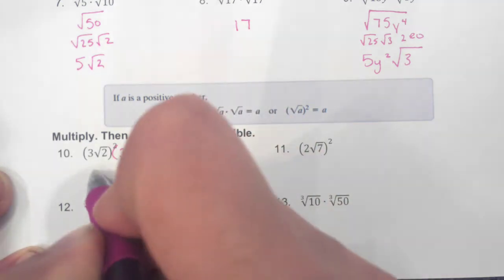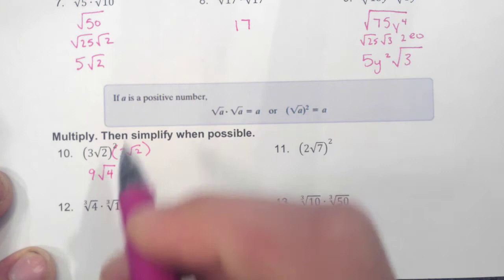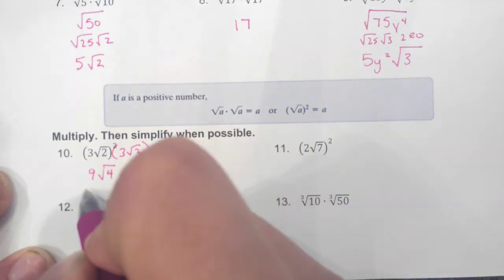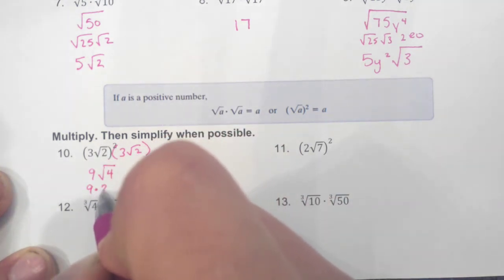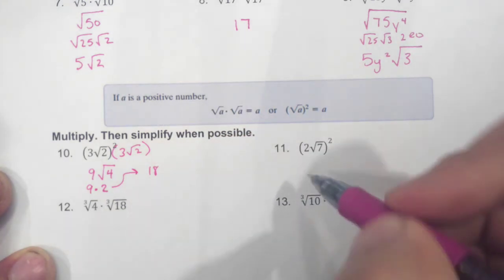3 times 3 is 9. The square root of 2 times the square root of 2 is the square root of 4. What's the square root of 4? That is 2. So we really have 9 times 2. We get 18 there.